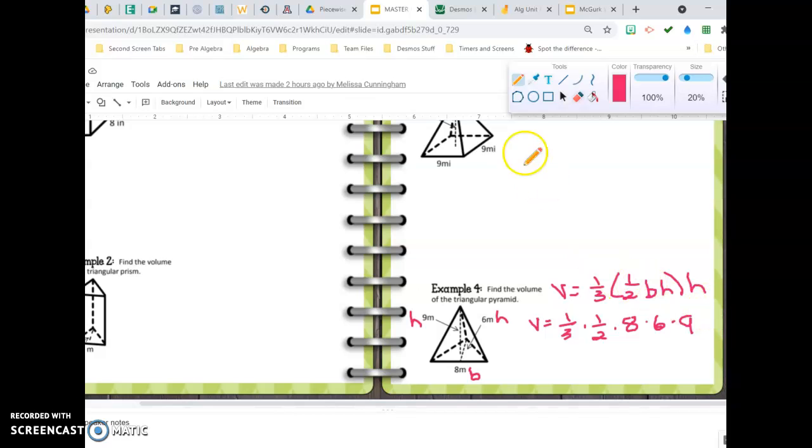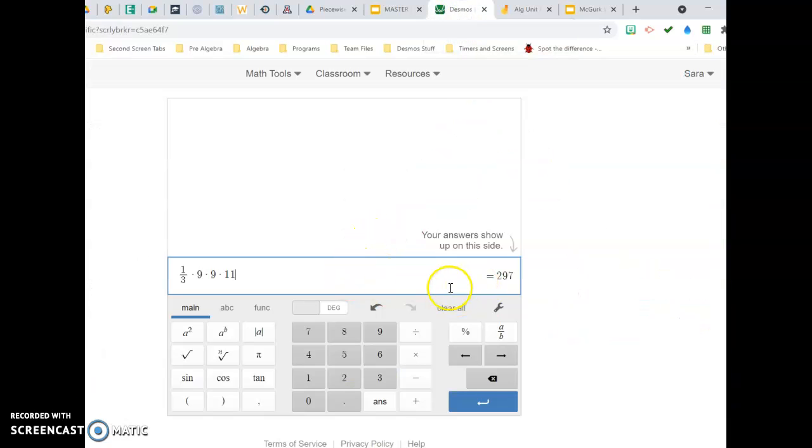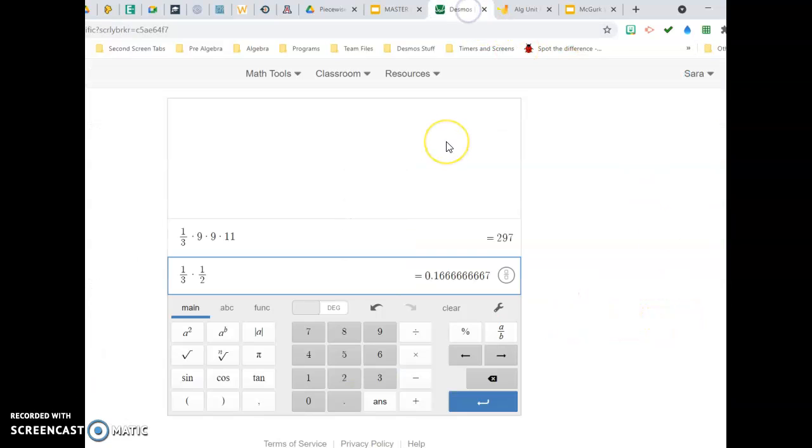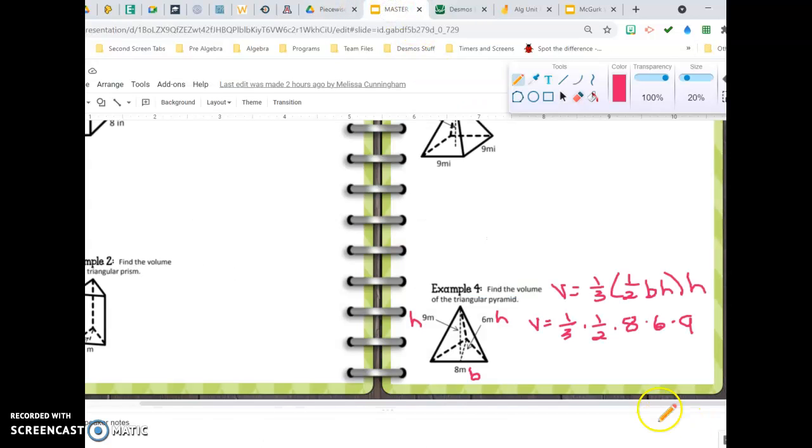Okay, this might be another one that you want to use your calculator for. All right, so I'm going to clear all that out. So we had 1/3, and then we had 1/2, and this is why you might want your calculator just to help out, times the base 8, the height 6, and the height 9. So then you go times 8, times 6, times 9. And that gives you a total volume there of 72. So when I come back here, I can say my volume is 72, and because that is M for meters, it's 72 meters cubed.